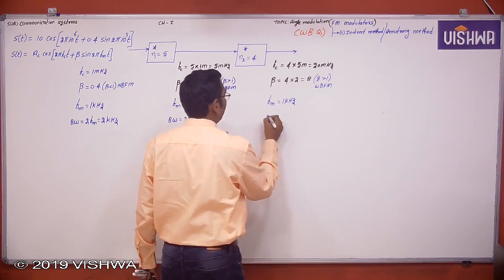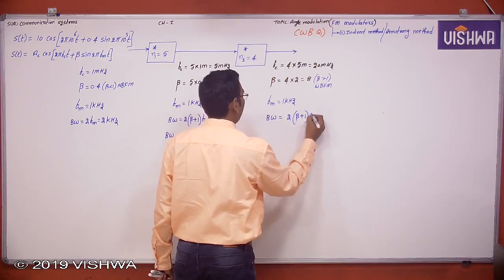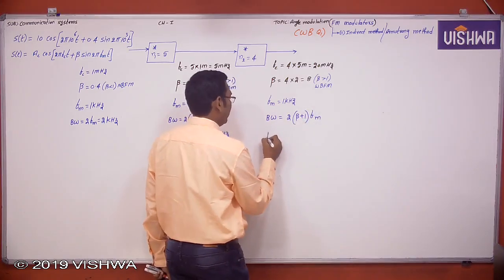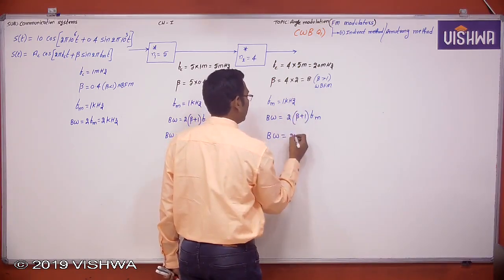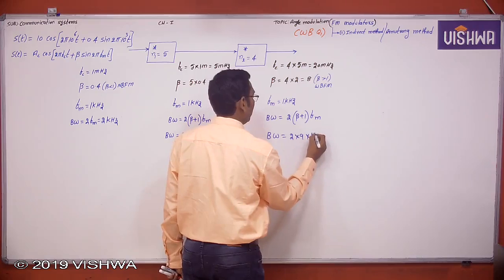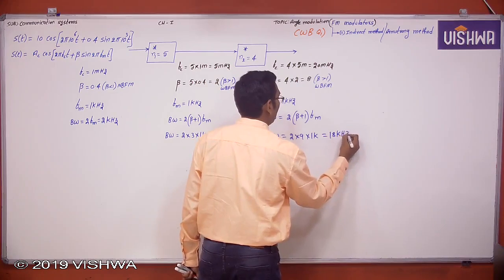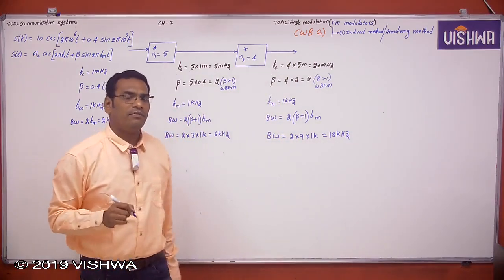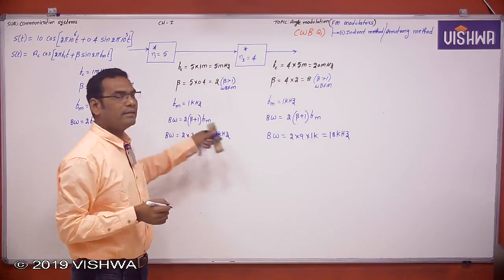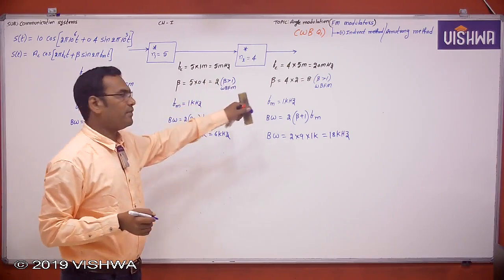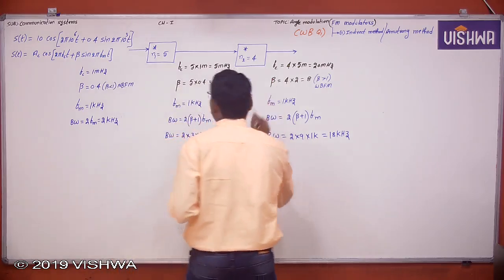The bandwidth here is equal to 2 into (beta plus 1) into fm. So the bandwidth is equal to 2 into (8 plus 1), 9, into fm, 1 kilohertz, which is equal to 18 kilohertz. This is the effect of frequency multipliers. Now see, the modulation index is affected, the bandwidth is affected, and the carrier frequency is affected, while the message signal frequency is not affected. This is the output of the first multiplier and second multiplier.